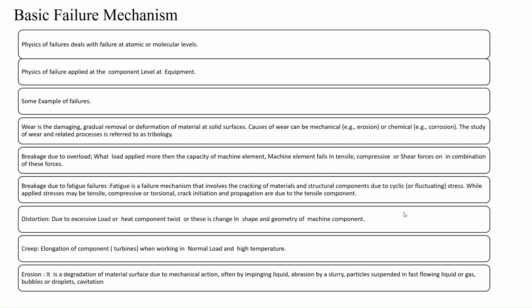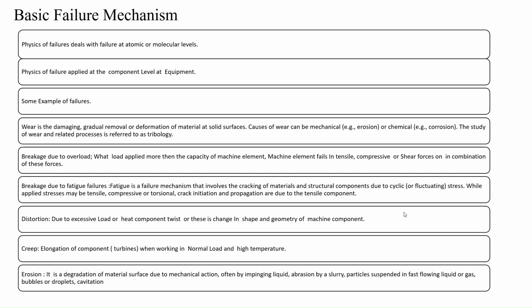Distortion: due to excessive load or heat, a component twists, or there is a change in shape and geometry of the machine component. Creep: elongation of a component, such as turbines, when working under normal load and high temperature. Erosion is a degradation of material surface due to mechanical action, often by impinging liquid, abrasion by a slurry, particles suspended in fast-flowing liquid or gas, bubbles or droplets, or cavitation.